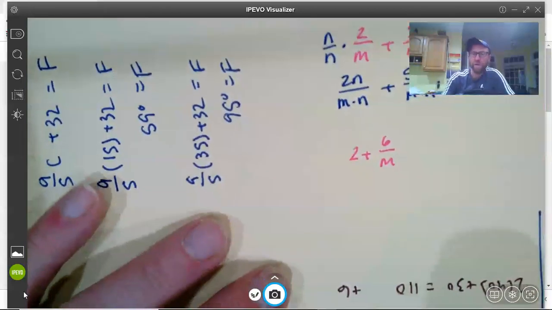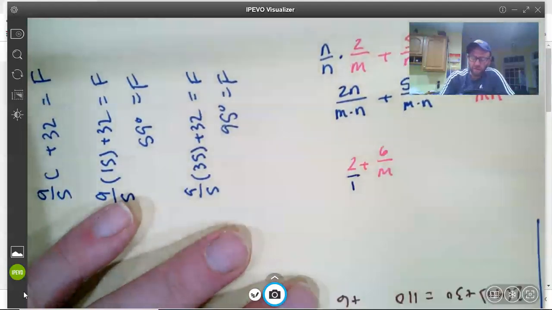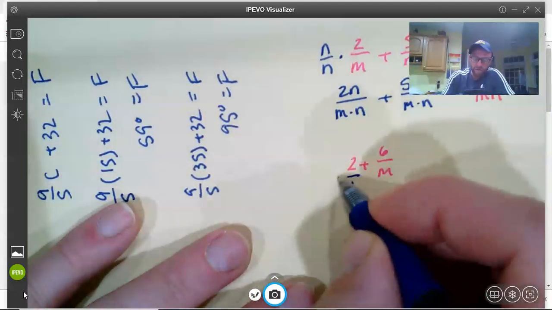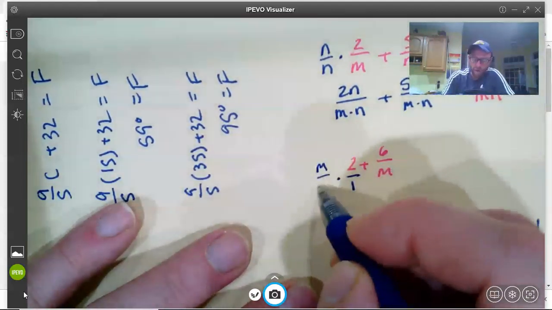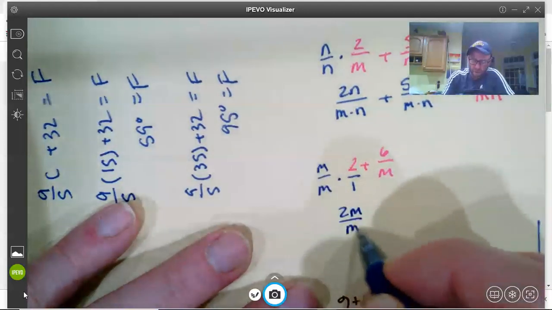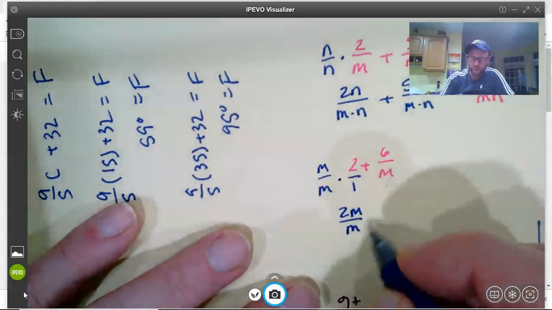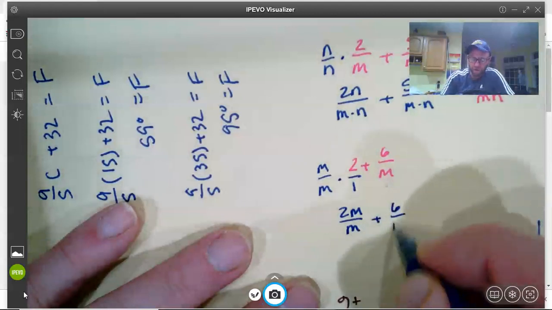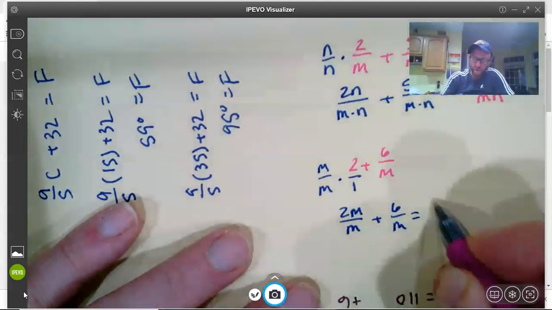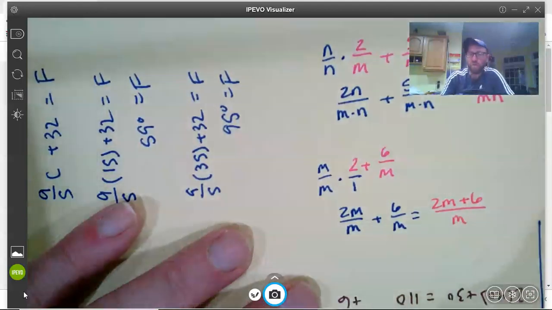Okay, one last one. I have 2 plus 6 over m. Well, I could think of this as like a 2 over 1. So 1 and m, we don't have a common denominator. We're going to have to do something about that. So I'll take this fraction, and I'll multiply it by m over m to get 2m over m. So I've kind of, in a sense, unreduced that fraction. I'm scaling it up. And then plus 6 over m. So now I have a common denominator, and this becomes 2m plus 6 over m.